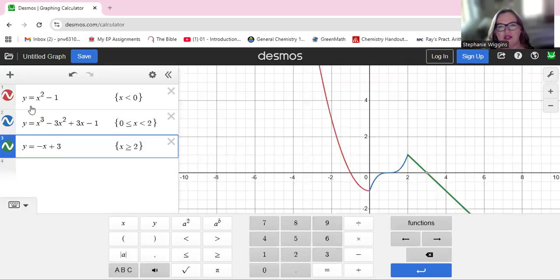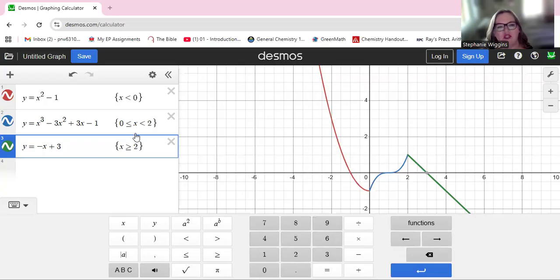And here you can see that I have represented my piecewise-defined function by restricting the domain for three different polynomials. This is a quadratic function, so it has degree 2 and leading coefficient 1. This is a cubic function, degree 3 with coefficient of 1. And this is a linear function with degree 1 and leading coefficient -1.